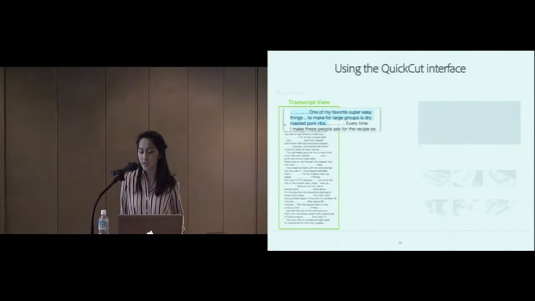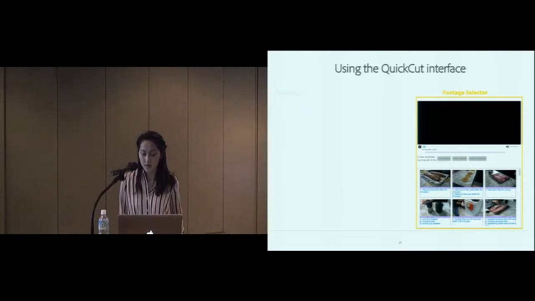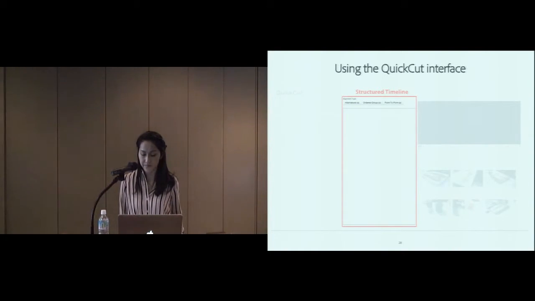The editor uses this transcript to navigate the audio content, which saves her time over having to scrub through a waveform. The raw footage is split into semantically relevant segments associated with text descriptions of what happens in each segment. I'll go into detail about where these descriptions come from and how the segmentation is done later. These segments are displayed in the footage selector, and the editor uses the segments to navigate the video content.